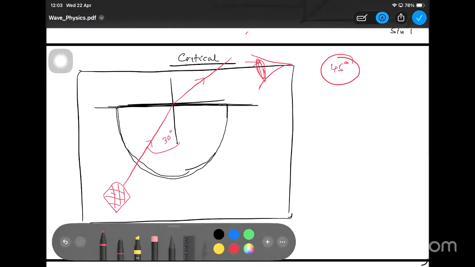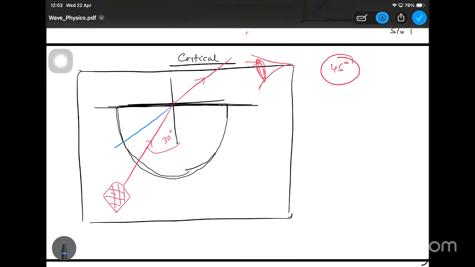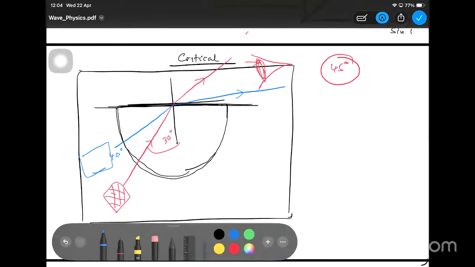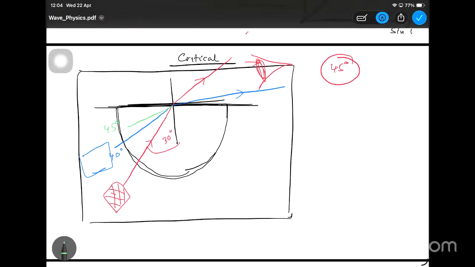Now I'm going to change the angle. Let's say I go to 40 degrees. Still I will be observing something like this. And once it is set to 45, then you will observe that this light ray is exiting along the margin of the glass block. So now you will be observing something like this.